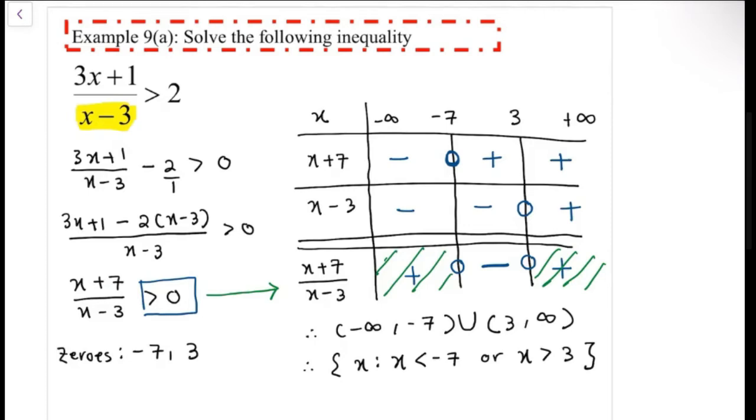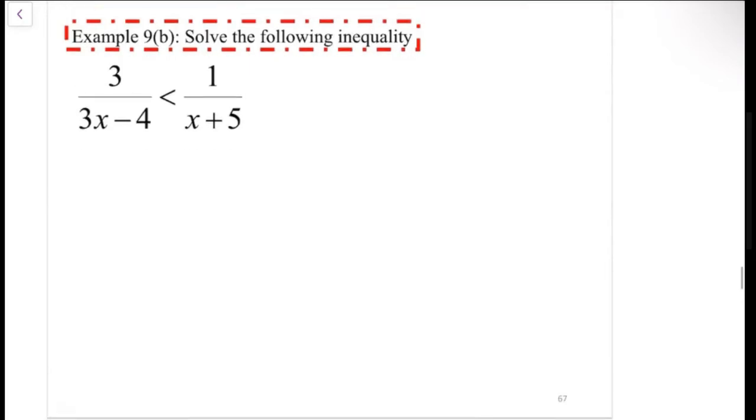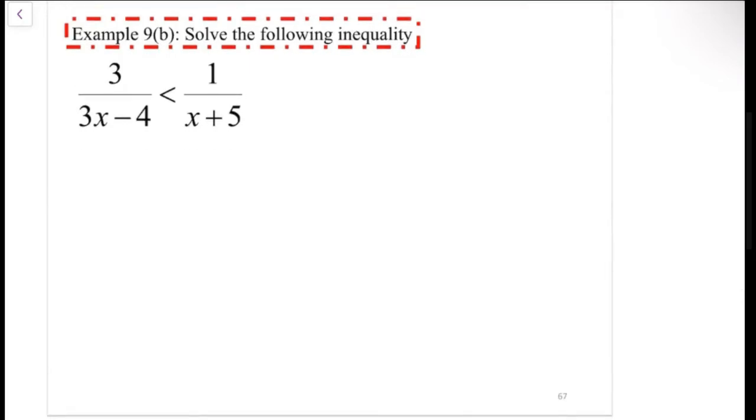Okay, let's do another example. Moving on, next one, 9b. We have 3 over 3x minus 4 less than 1 over x plus 5. Okay, so remember our guideline just now. First step, make sure our right side would be 0. So I bring everything to our left side. So we have 3 over 3x minus 4 minus 1 over x plus 5 less than 0.